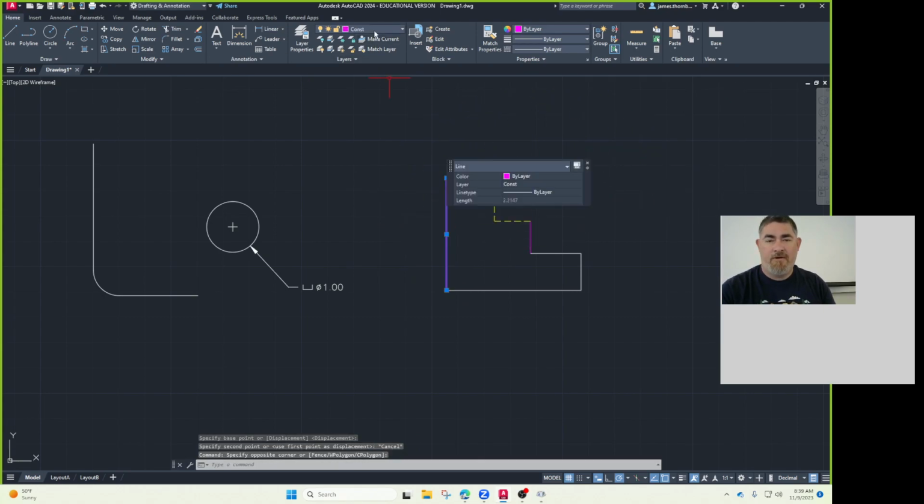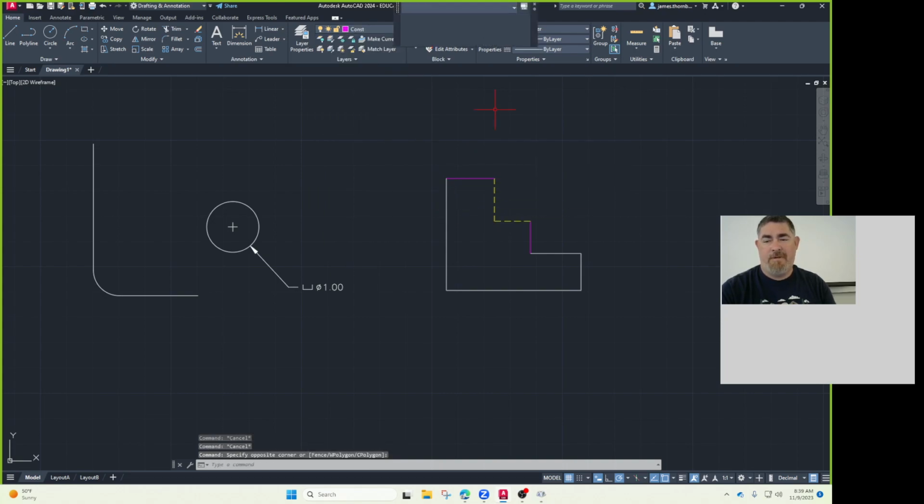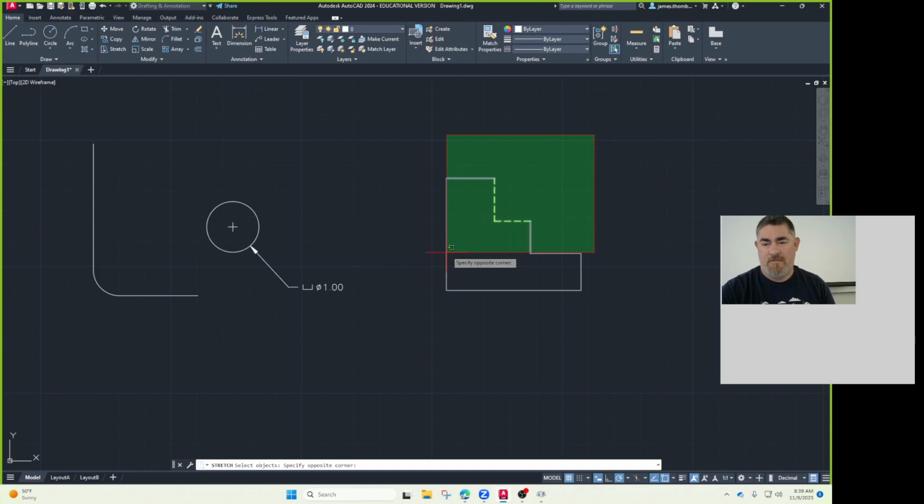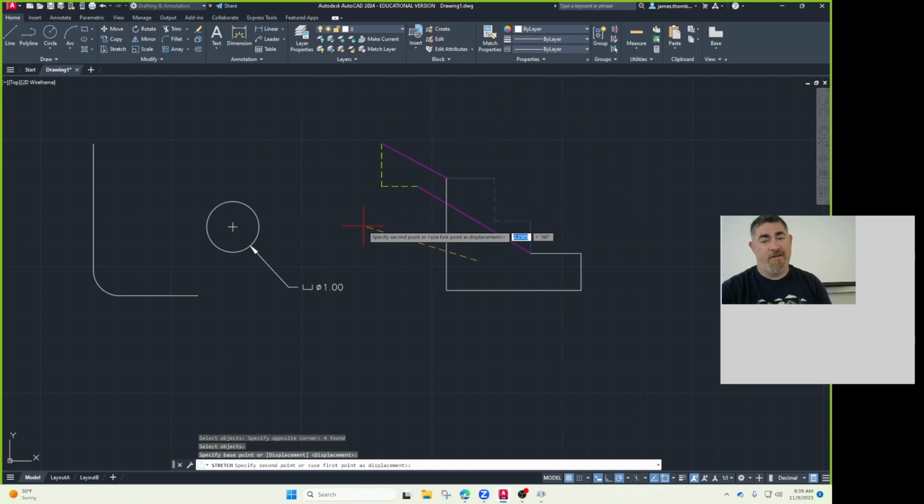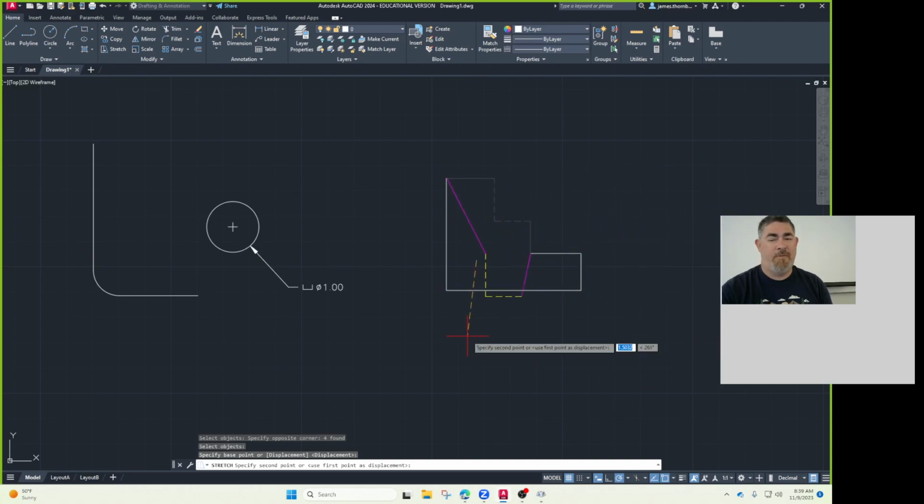So if I go back and make, this is going to be my crossing window. Now, see those yellow lines still fully move just exactly like they are. And then the two lines that I crossed, the purple lines, are what are stretching.